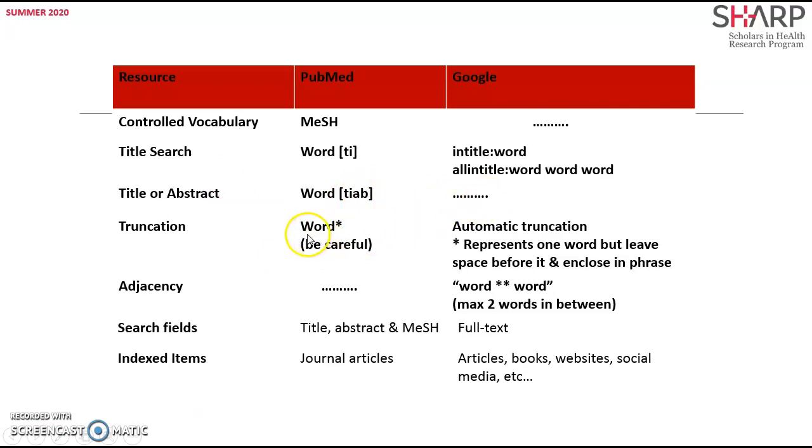Truncation in PubMed, I would be very careful about it and always come and look up whether it is right or not in the previous PubMed. But now in the current PubMed, there's no such option, unfortunately. Automatic truncation: the star represents one word but leaves space before it and includes it in a phrase. Okay? The search fields are the title, abstract, and the controlled vocabs, versus Google, everywhere, as I mentioned before. The indexed items in PubMed are journal articles, peer-reviewed journal articles, versus Google: articles, books, websites, social media, etc.